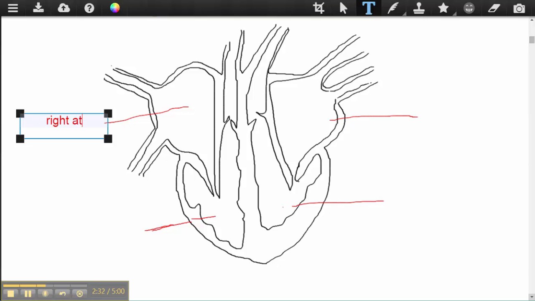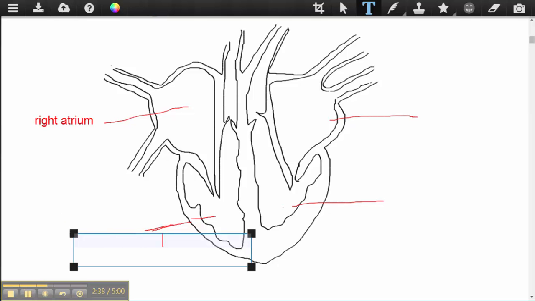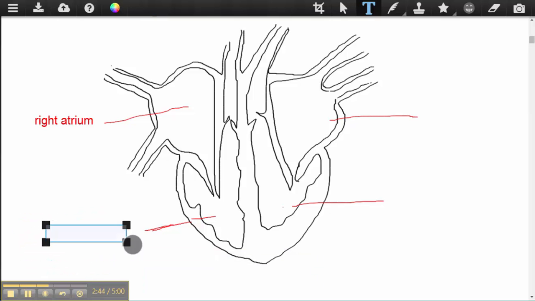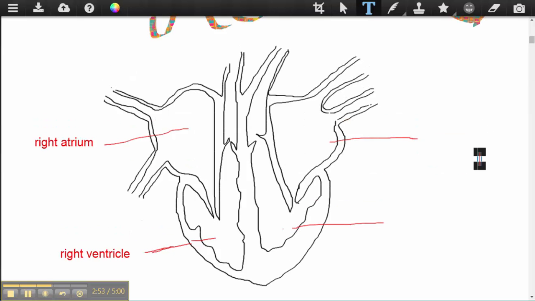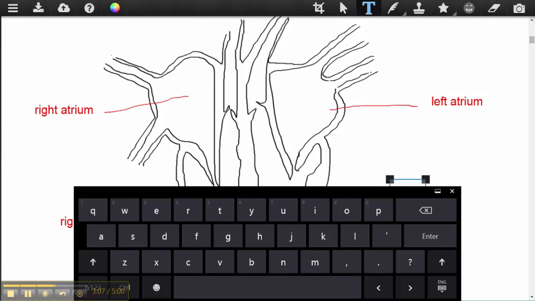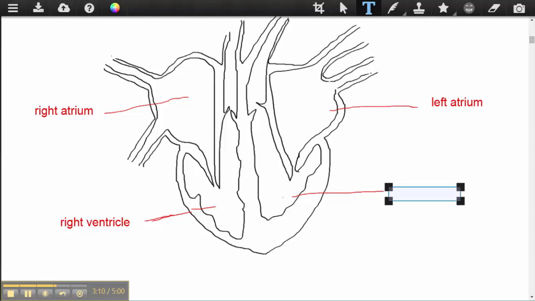The right atrium, the right ventricle, the left atrium, and the left ventricle.